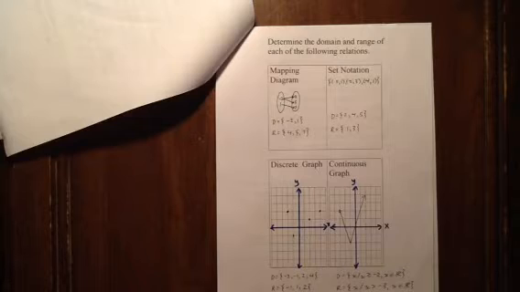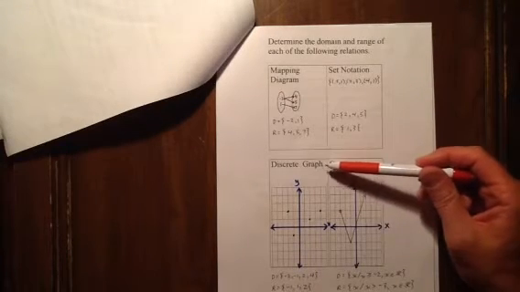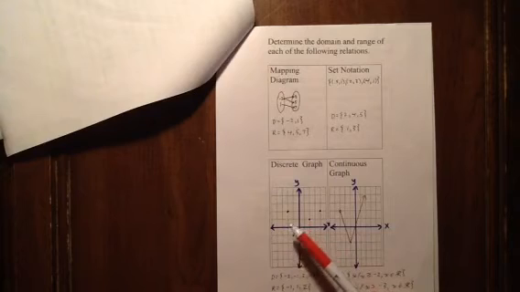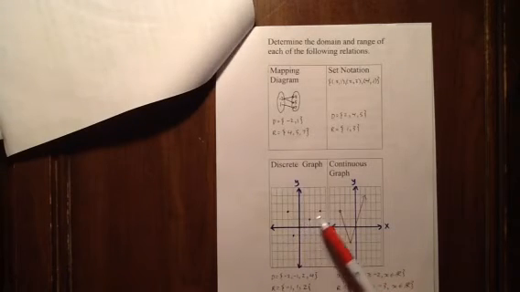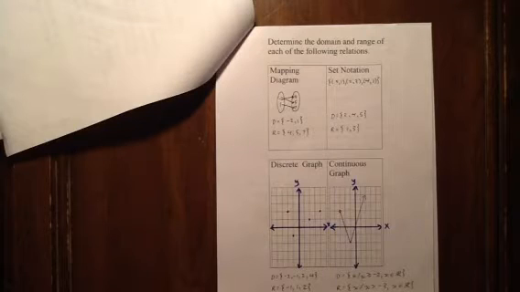Now, next we want to look at a discrete graph. A relation can be expressed this way. We have 4 distinct points, 4 discrete points, and so what we're going to do now is state the domain. Well, this point has an x value of -2. This point has an x value of -1. This point has an x value of 2, and this point has an x value of 4. They're discrete points. There's not a continuous interval here. So we can say that the domain is {-2, -1, 2, 4}.